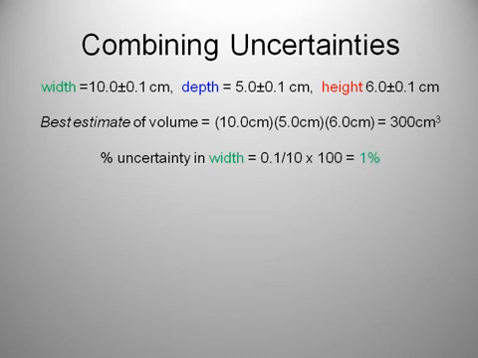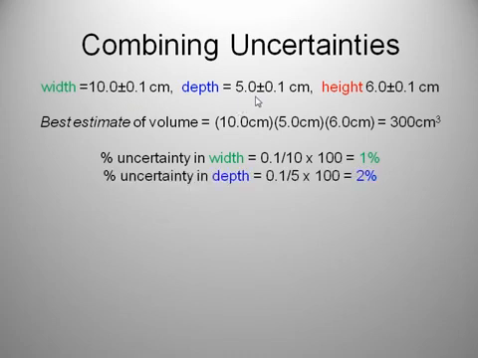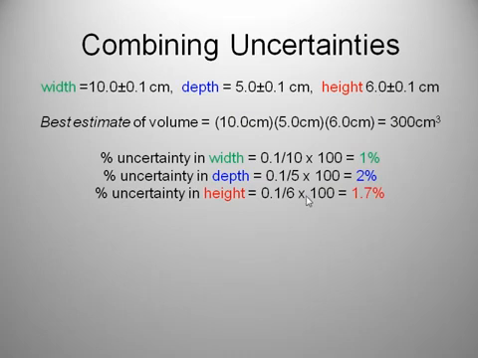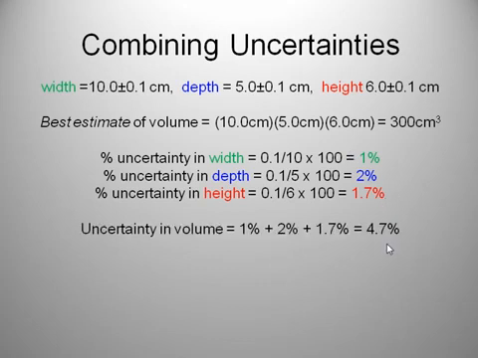But what about the uncertainty? Well, we know the uncertainty in the width. Right here, it's 0.1 divided by 10. That's 1%. The uncertainty in the depth is 0.1 over 5, which is 2%. The uncertainty in the height is 0.1 over 6, which would be 1.7%. So what we're going to do after we've converted all these uncertainties to percent is we're going to add those, and we get 4.7%. And we're going to report that 4.7% of our best guess as our uncertainty.